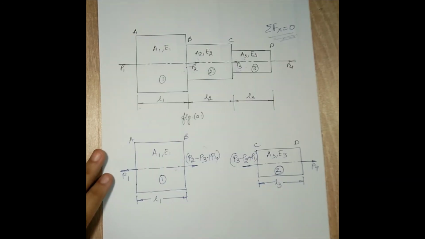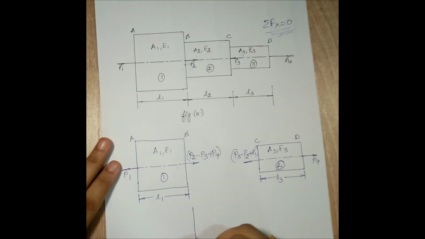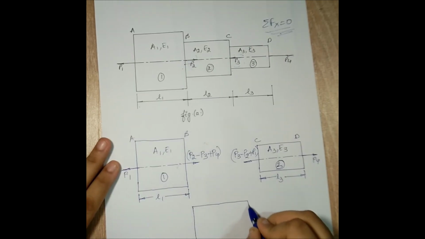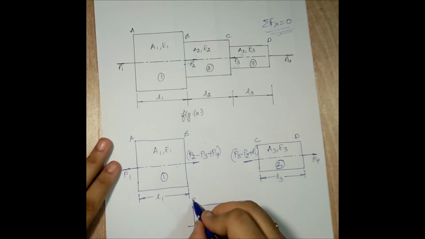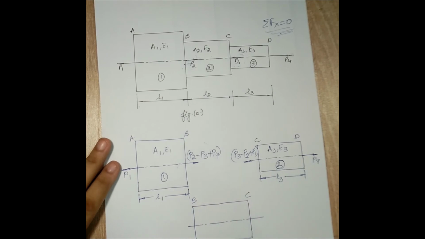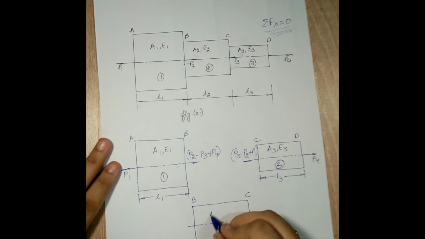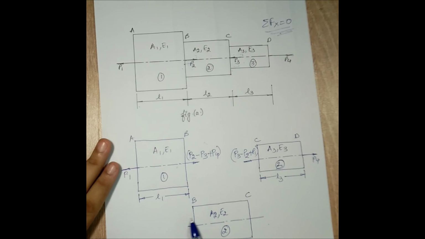Last, I am going to draw B to C portion. This is B and this is C. This is L2. It's the second bar. Area is A2. Young's modulus is E2. Now, here you can start with any one junction. It really doesn't matter. I'll start with junction B.